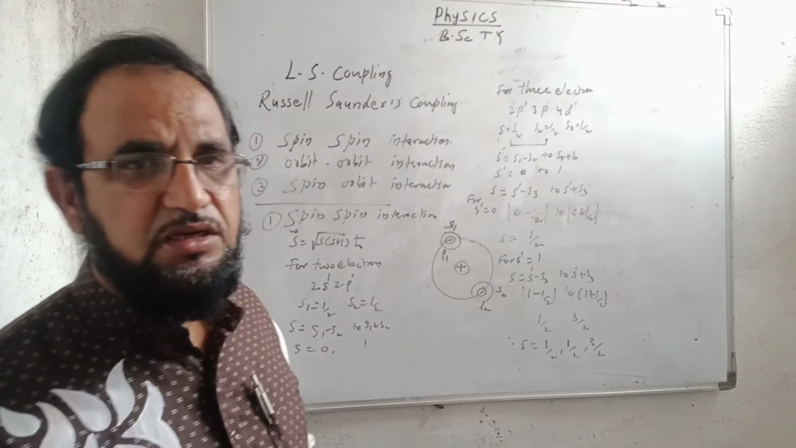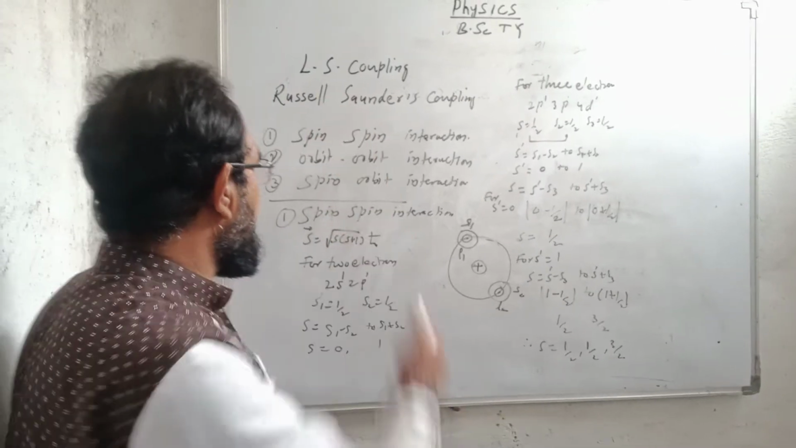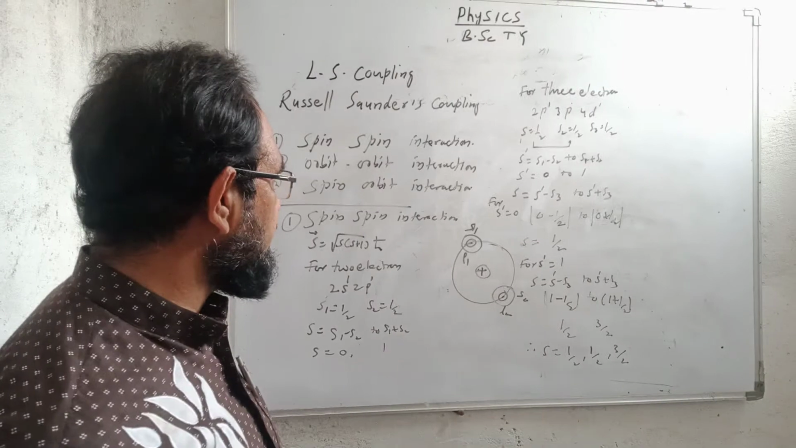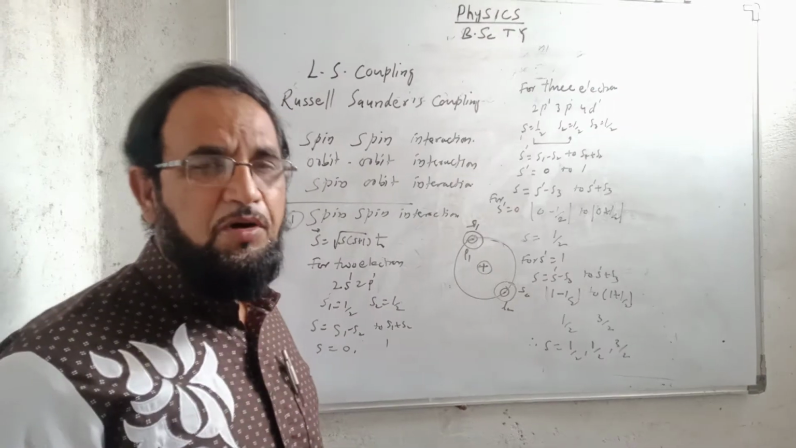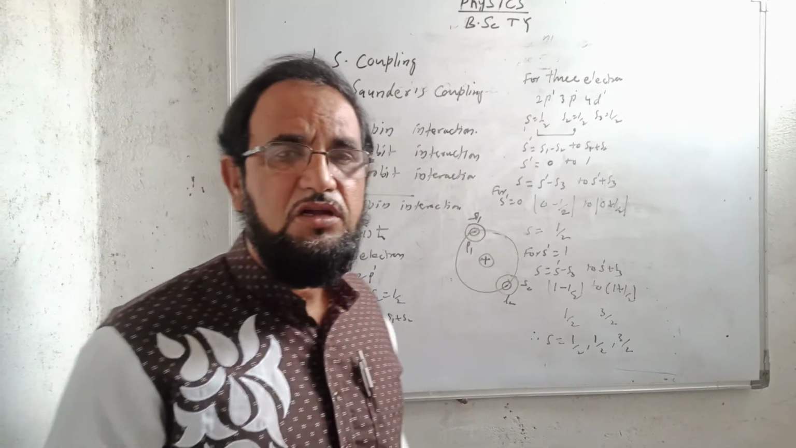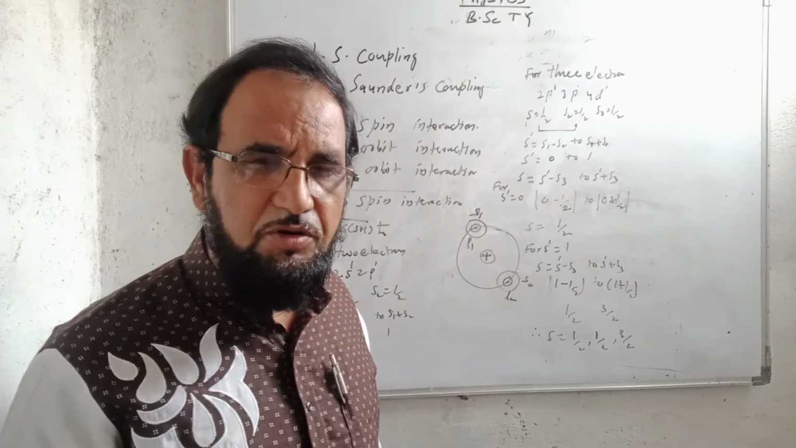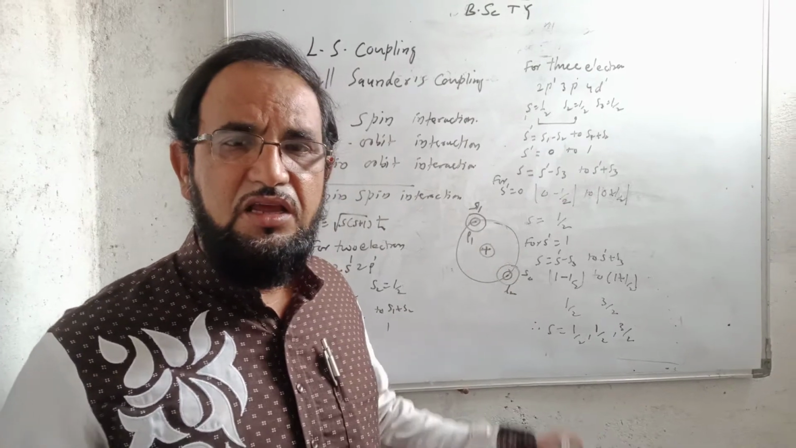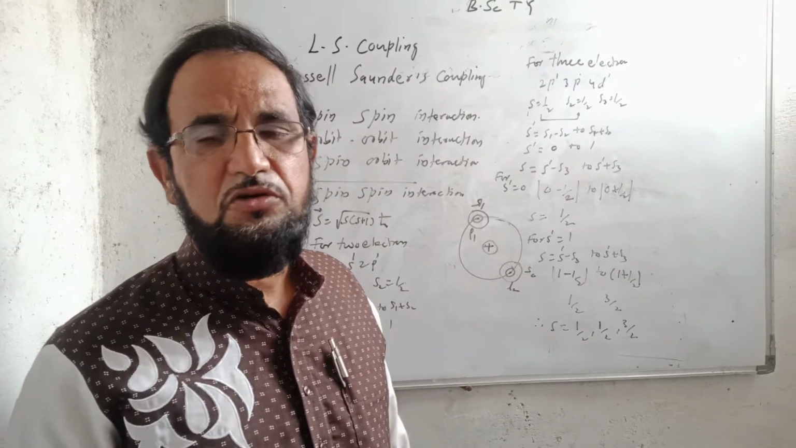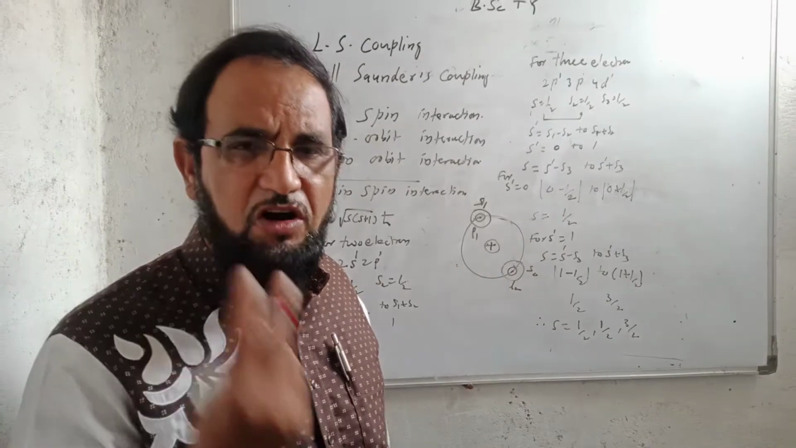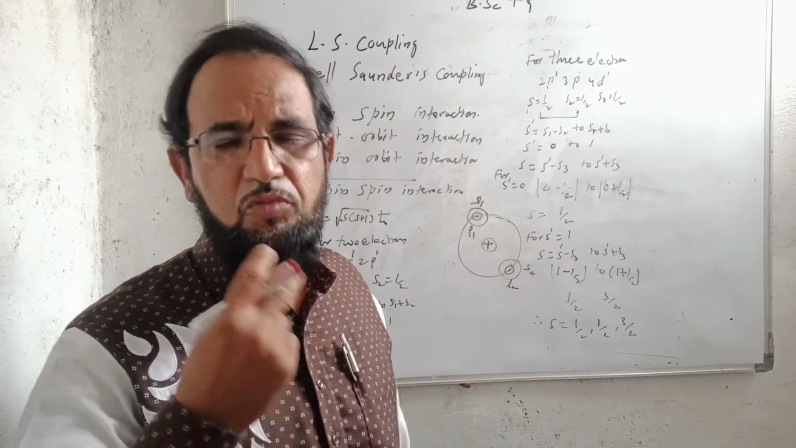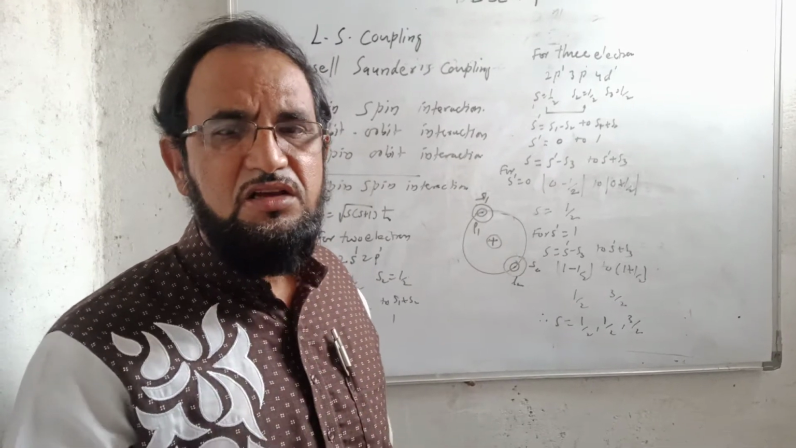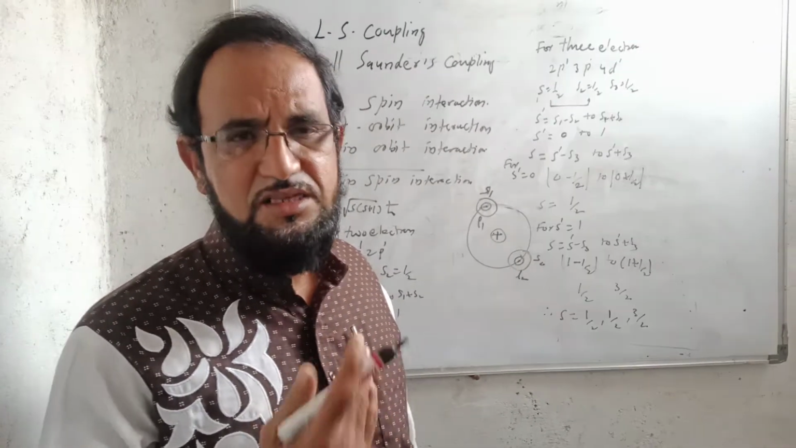My today's topic is LS coupling. It is also known as Russell and Saunders coupling. Okay? So we know about the orbital angular momentum of the electron, we know about the spin angular momentum of the electron, and they combine to form the total angular momentum. But for two electrons or more than two electrons, we have to use the LS coupling.